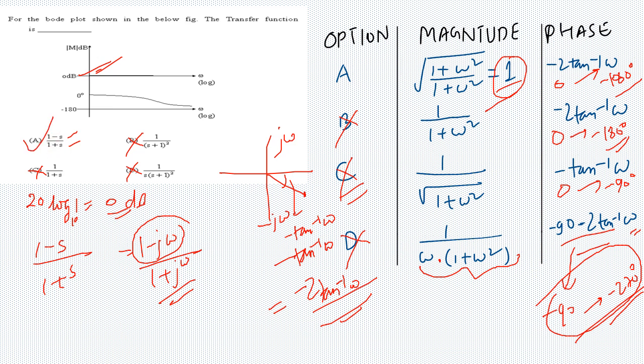So this is how you need to solve problems where you can use the options and eliminate.